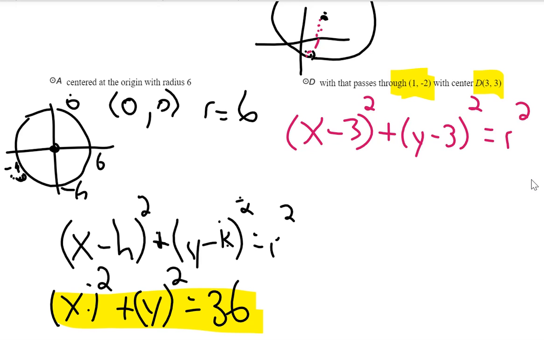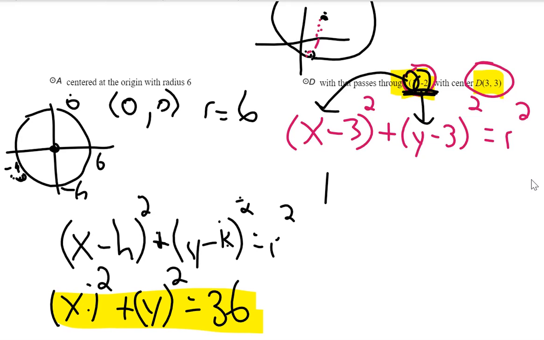Now, I can do one of two things. I can use the distance formula to find the distance between these 2 points, and that'll tell me what my radius is. Or, since I know that this point is on that circle, I can plug 1 in for x and negative 2 in for y, and solve it, and that'll tell me exactly what my radius squared is equal to. So I'm going to do it that way.